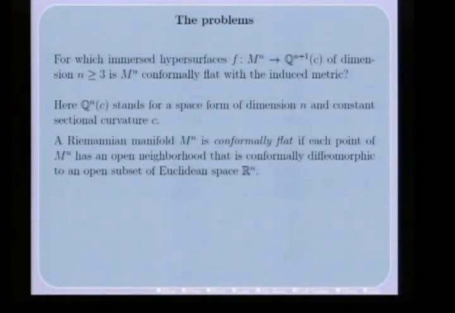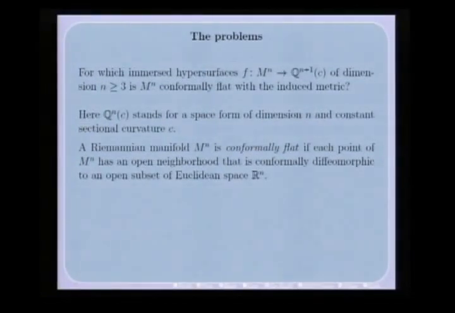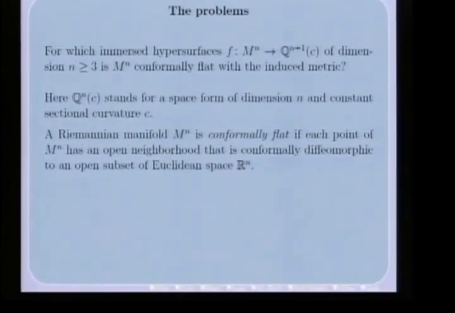Notice that we are excluding the surface case from this problem, of course, because conformal flatness imposes no restrictions on a surface, just because of the well-known fact that on any two-dimensional Riemannian manifold one has isothermal coordinates around any point. We recall that a Riemannian manifold is conformally flat if each point of it has an open neighborhood which is conformal to an open subset of Euclidean space.